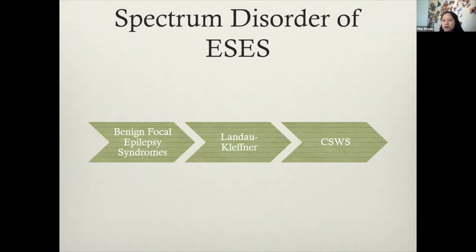That's the Landau-Kleffner. And then on the other end of the spectrum, you have the CSWS. And this is very severe also. So they have the regression, and then they can have the behavioral problems. And when you put an EEG recording on them, you see this continuous spike and wave as soon as they fall asleep.